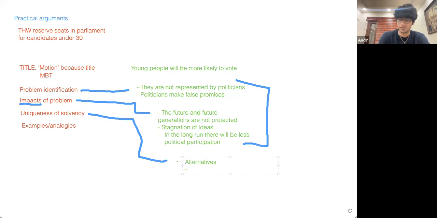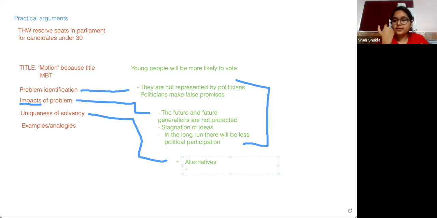My question is, why will they only bring about practical change if reservations are made? Why won't they do it? Like, you said alternatives don't work. What are alternatives to this policy that could get young people involved? In other words, what are some policies that opposition would support to make young people more involved in politics, which are not reservations?